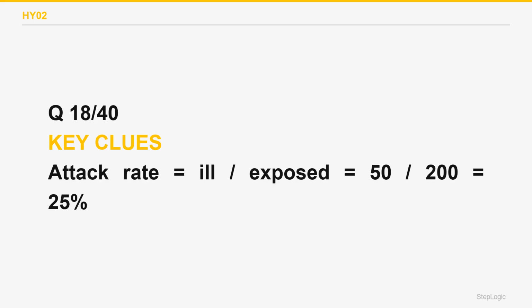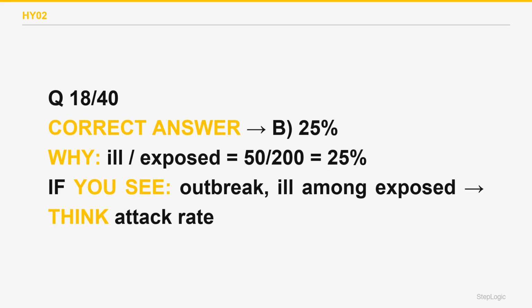Here, 50 of the 200 guests who ate the potato salad got sick, so the attack rate is 50 over 200, or 25%. It measures how infectious a given exposure was. The correct answer is B.